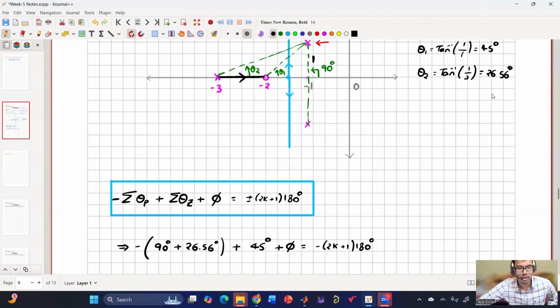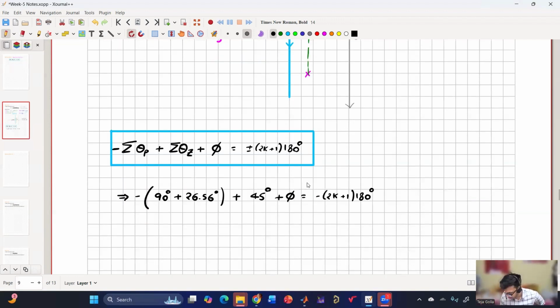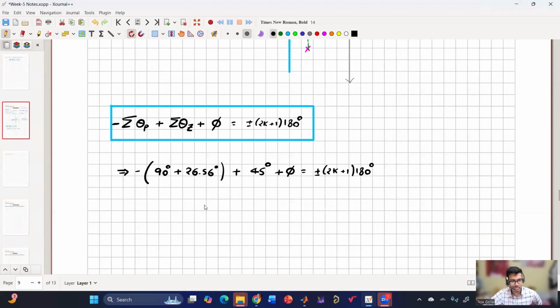And then plus whatever this angle of departure is equal to minus of 2k plus 1 into 180 degrees. So I can consider either plus or minus. So now I have to find this: minus 90 plus 26.56 plus 45 degrees plus 5. So what is this angle on the LHS side?